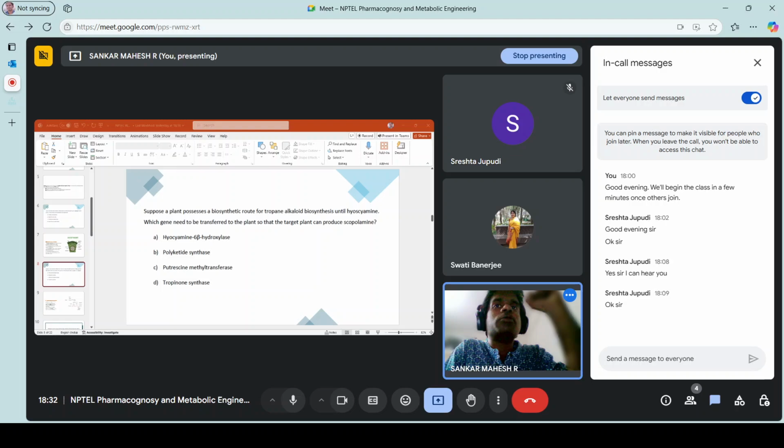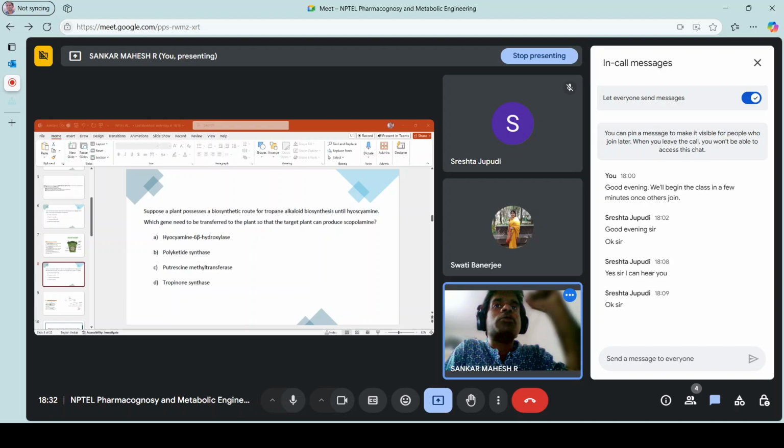So, I think that option A, the hyoscyamine hydroxylase enzyme will be involved, because putrescine is another alkaloid which will be option A. Okay, we'll check with Shrestha as well. Shrestha, do you go with what Swati says, or do you have a different answer in your mind? I don't know, sir. Okay, no issues.